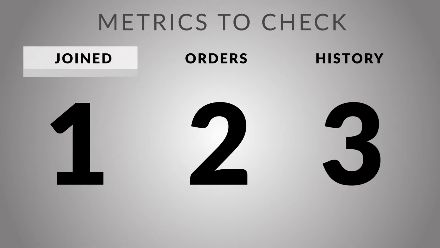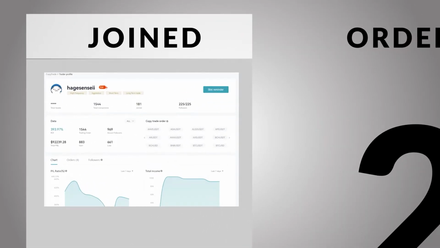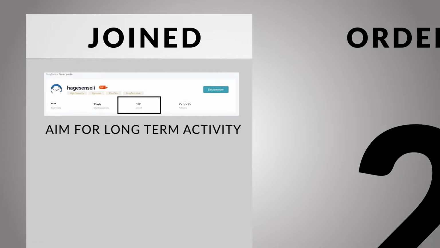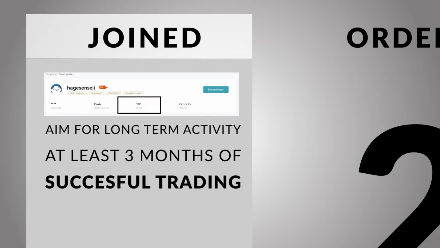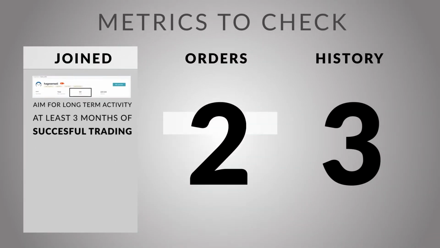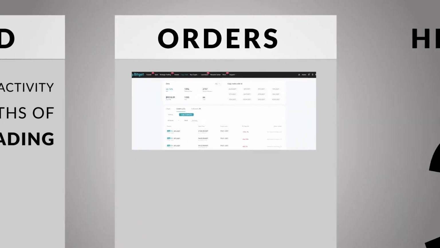Number 1. Joined. This shows you how long the trader has been available for copying. The longer they have been active, the better. Avoid copying a trader who has been around for only a few weeks. At least 3 months of trading history is necessary to make a decent assessment of how a trader actually opens and closes positions. Number 2. Orders. Check for open orders.